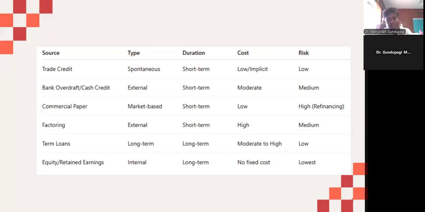So with this, in a gist, the sources of finance are represented in the form of a matrix. It depends on the financial manager what kind of risk he is taking and what kind of source he is adopting for raising the finance, especially financing for the current assets.